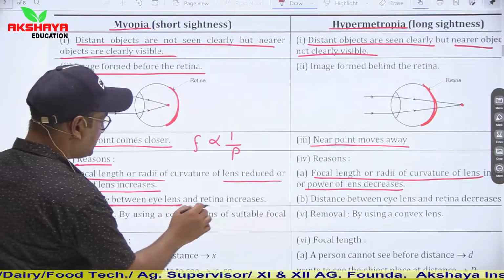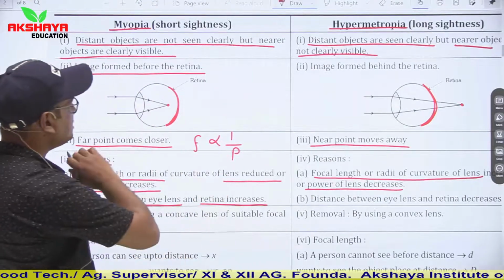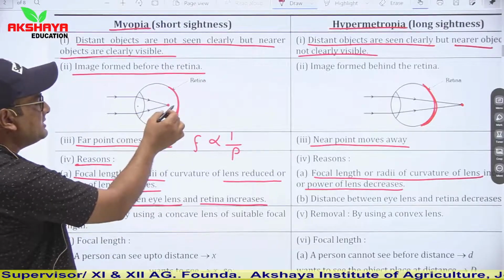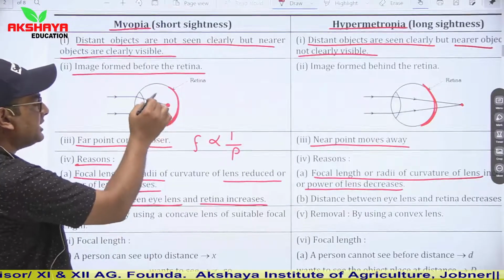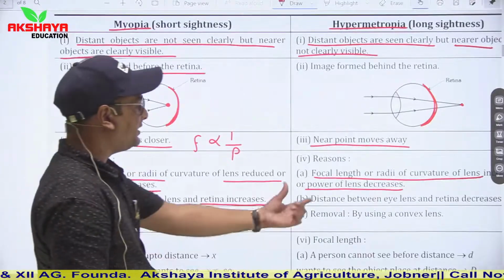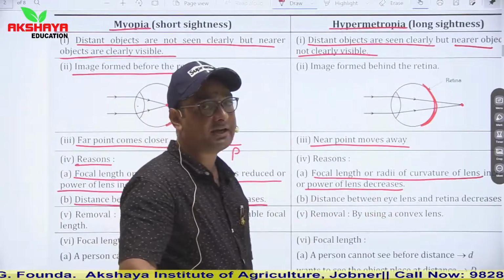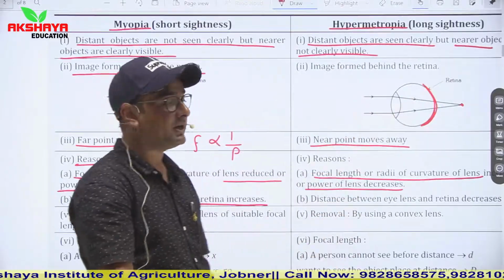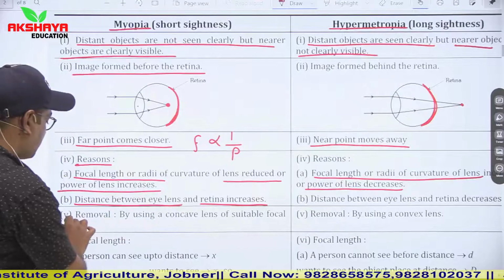Distance between eye lens and retina increases. In this situation, the distance between the eye lens and the retina increases, hence light coincides at an earlier point, and here the distance between the eye lens and retina decreases, hence the image is formed after the retina. Removal.